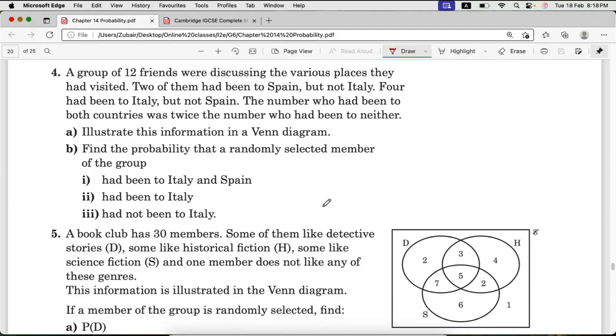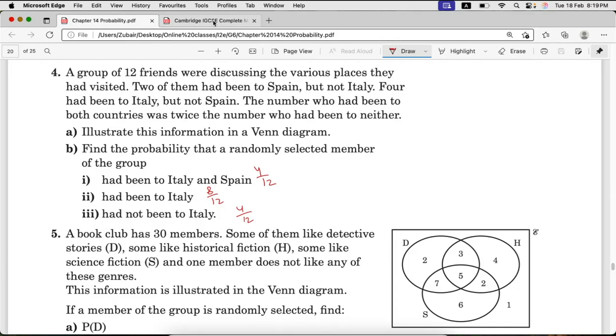Sir, the ones that have been to Italy and Spain is 4 by 12. And headwind to Italy is 8 by 12. And headwind to Italy is 4 by 12.